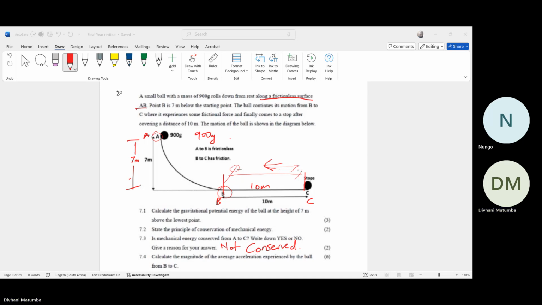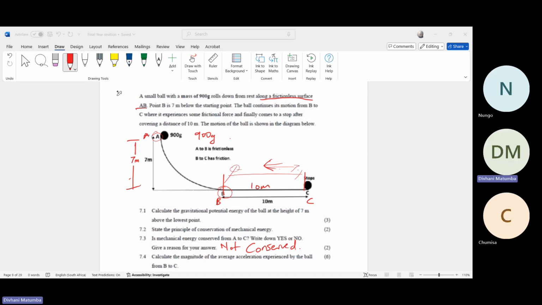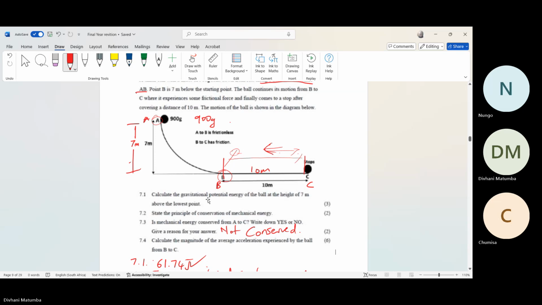Nungo, are you winning? Not really, sir. Is it difficult? Yes, it's complicated. Okay, I'm glad it is complicated, because there's a possibility that you're gonna get a question like this in the exam. Kumisa, are you winning? No, sir.